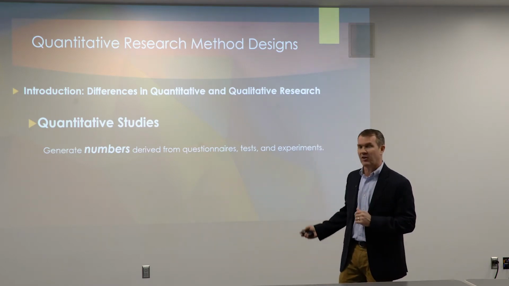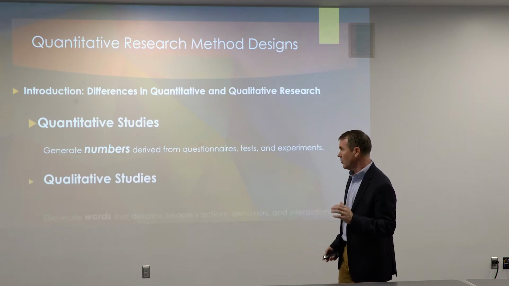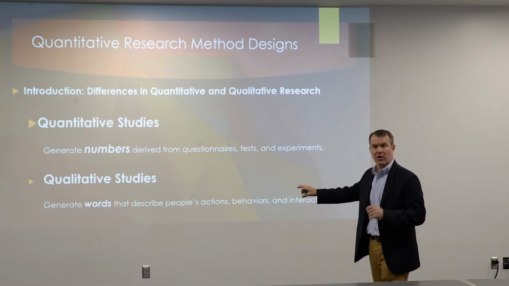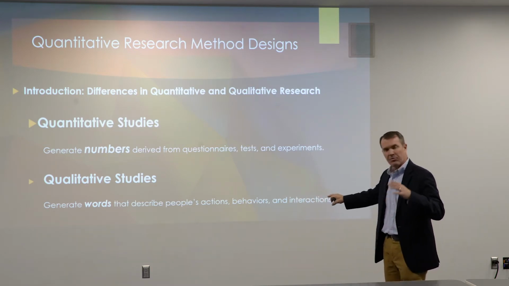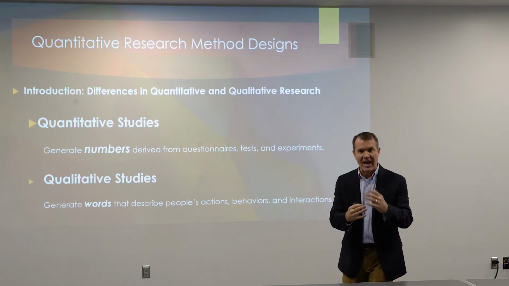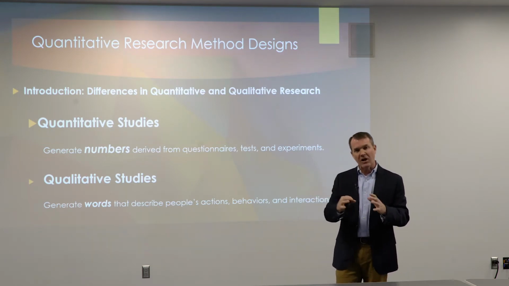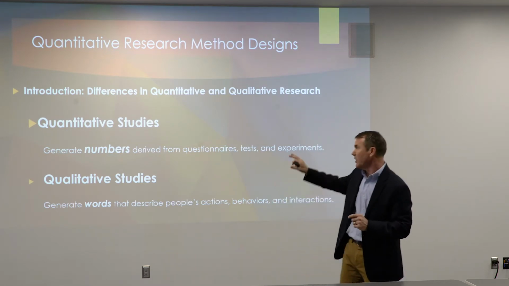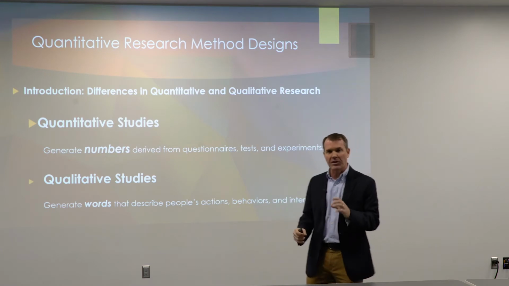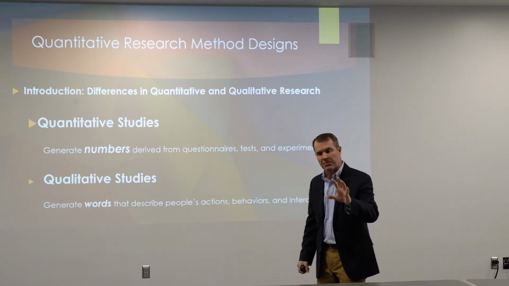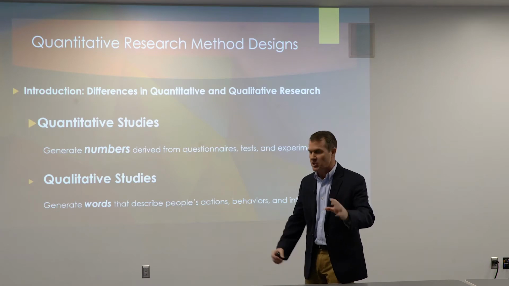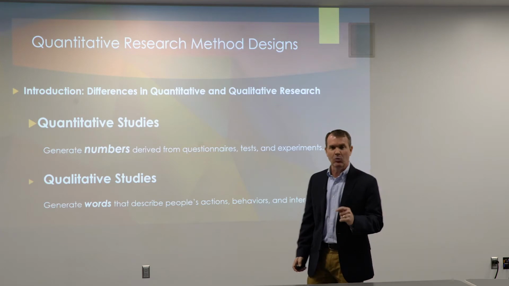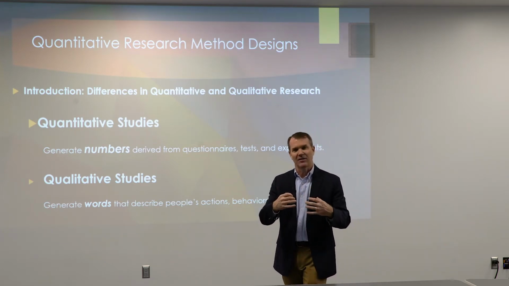Now, qualitative, on the other hand, which is assigned to the other group, it generates words instead of numbers. In fact, words that describe people, people's actions, their behaviors, and their interactions together. So when we talk about research methods, are we looking at the science and the scientific, and are we looking at the numbers? Or are we looking at observations of people, words, descriptors, both very important in our field of research?